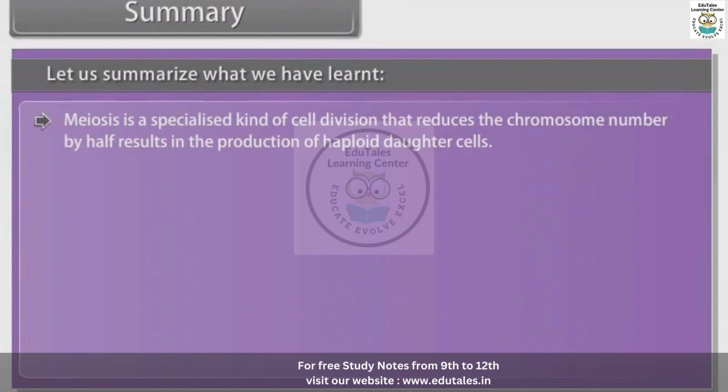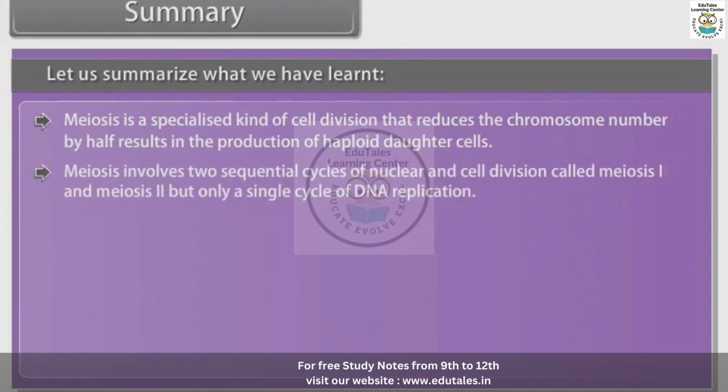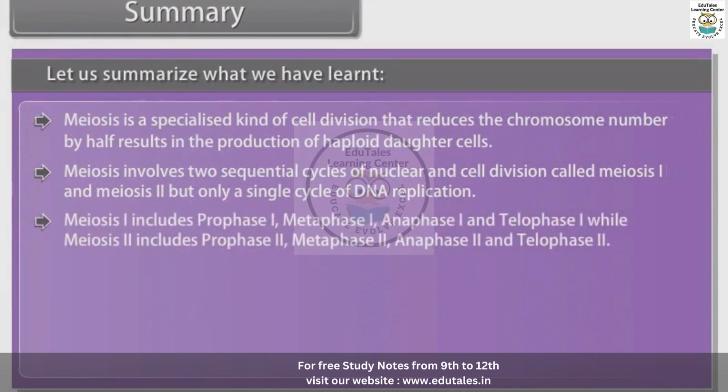Meiosis is a specialized kind of cell division that reduces the chromosome number by half, and results in the production of haploid daughter cells. Meiosis involves two sequential cycles of nuclear and cell division called meiosis 1 and meiosis 2, but only a single cycle of DNA replication. Meiosis 1 includes prophase 1, metaphase 1, anaphase 1, and telophase 1, while meiosis 2 includes prophase 2, metaphase 2, anaphase 2, and telophase 2.